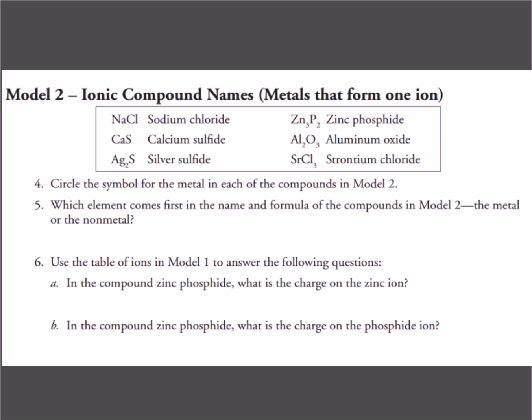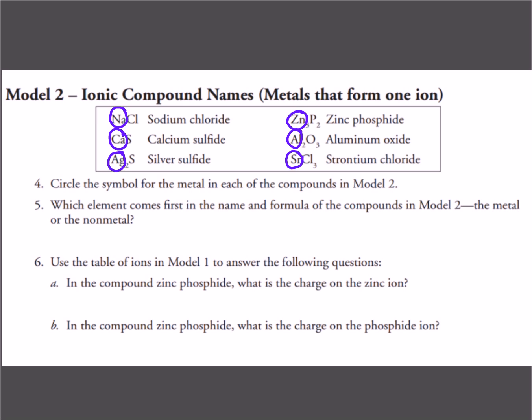All right, the next model, guys, up there at the right-hand side of your front page. It says circle the symbol for the metal in each of the compounds in Model 2. So for sodium chloride, what's the metal? Na, sodium. All right, Ca, S, silver sulfide, zinc phosphide, aluminum oxide, and then strontium chloride. All right, there we go.